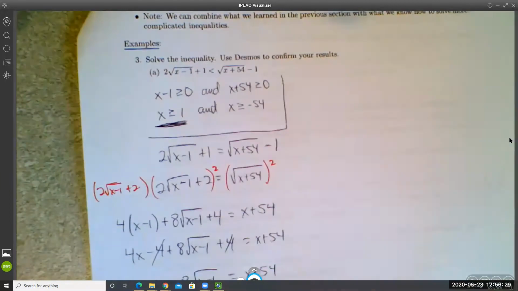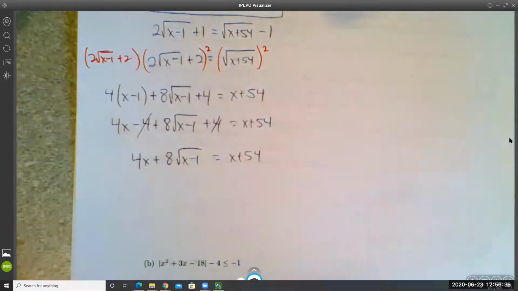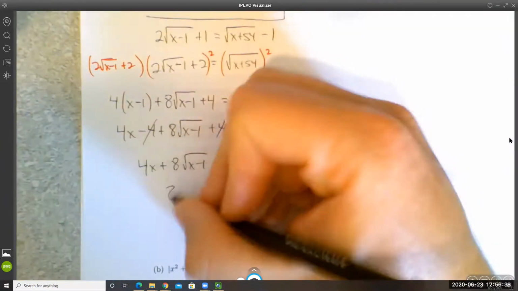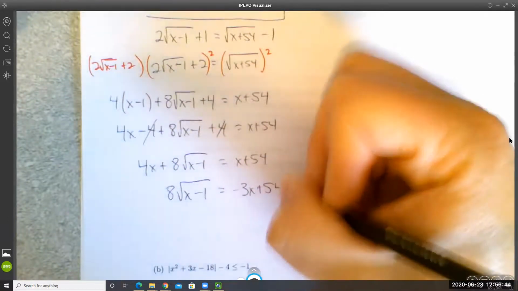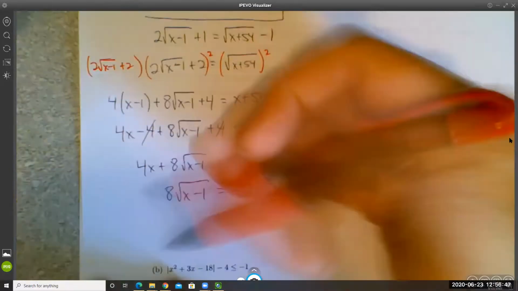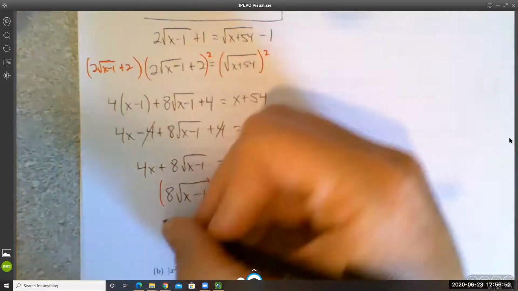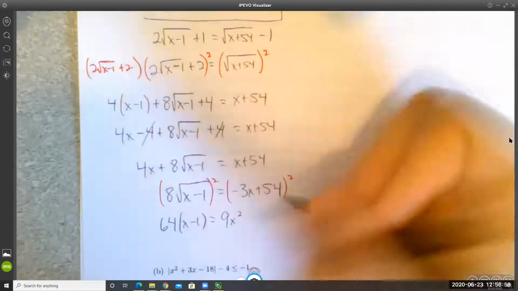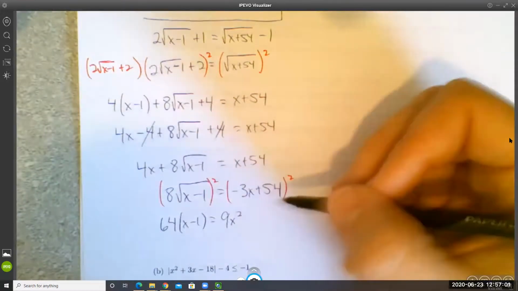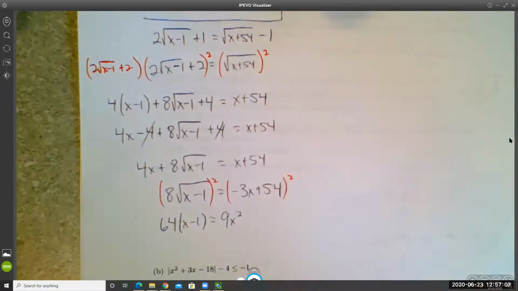Now, I've still got a radical in this equation. So I need to isolate it and then square both sides again. So I'm going to move the 4x over. And then square both sides again. I get 64 times x minus 1 equals 9x squared. Oh, 54 times 3. And then I'm going to have that twice. So 54 times 3 is 162.